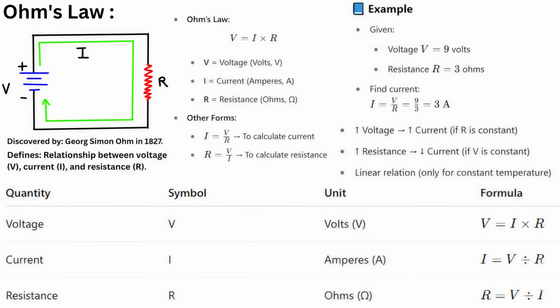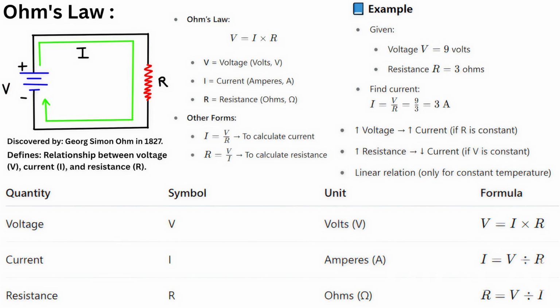Voltage is best understood as the push or pressure that makes electricity move. Imagine a water hose. Voltage is like the water pressure from the tap. The higher the voltage, the stronger the push. You can see the plus and minus signs, which represent the positive and negative terminals of the battery.